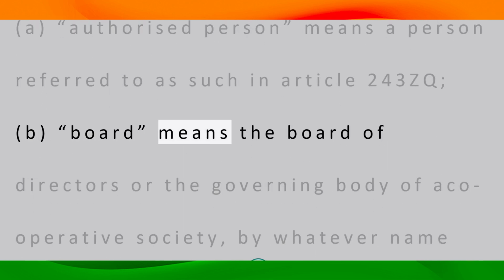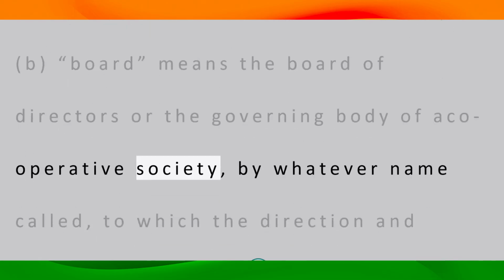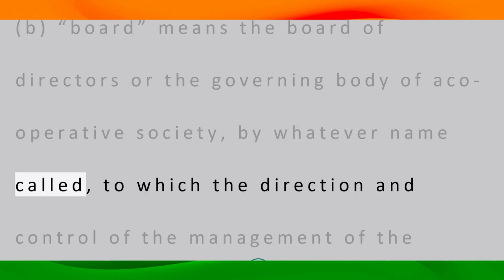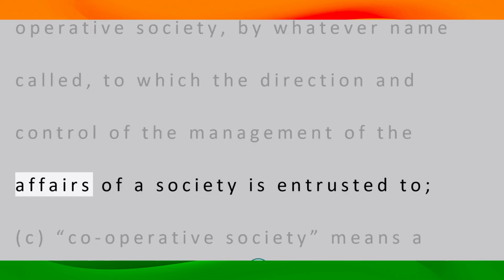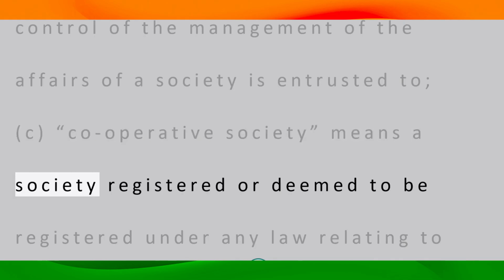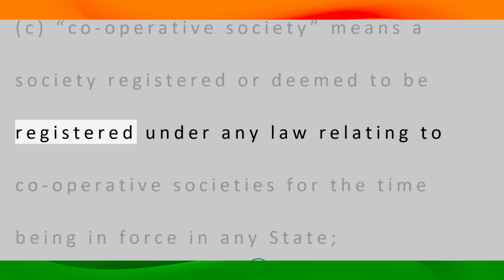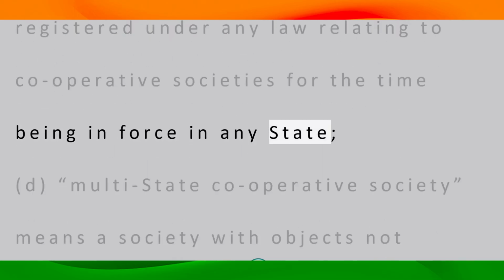B. Board means the board of directors or the governing body of a cooperative society, by whatever name called, to which the direction and control of the management of the affairs of a society is entrusted. C. Cooperative society means a society registered or deemed to be registered under any law relating to cooperative societies for the time being in force in any state.